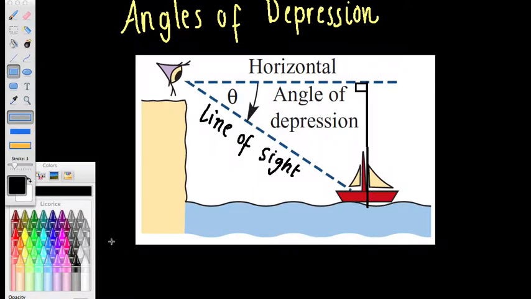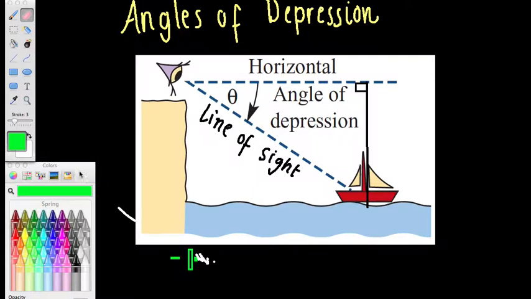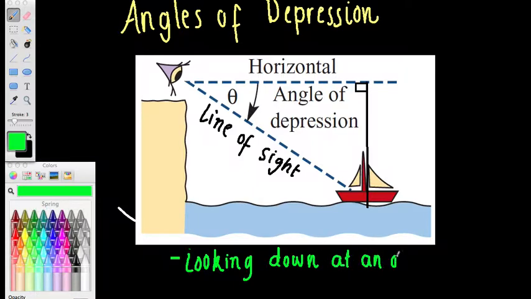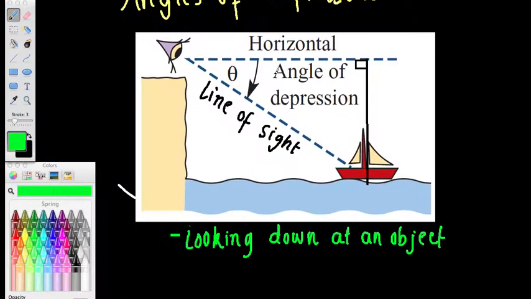Okay, let's put that also into our summary book, but we'll add another point, and that is that it's looking down. Looking down at an object. And again, you must be careful here because it is measured from the horizontal.